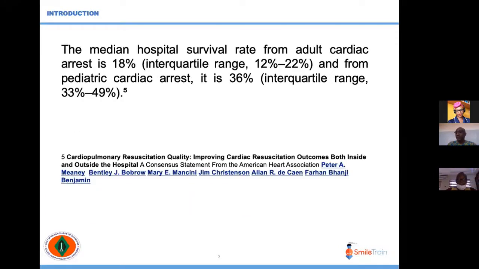The median hospital survival rates in the studies, especially from the regional variations in out-of-hospital cardiac arrest incidence and outcome study in 2008 from the JAMA network, says that the median hospital survival rate from adult cardiac arrest is 18%, with interquartile range between 12 and 22. And then we have 36% for pediatrics. That's for hospital survival rates.